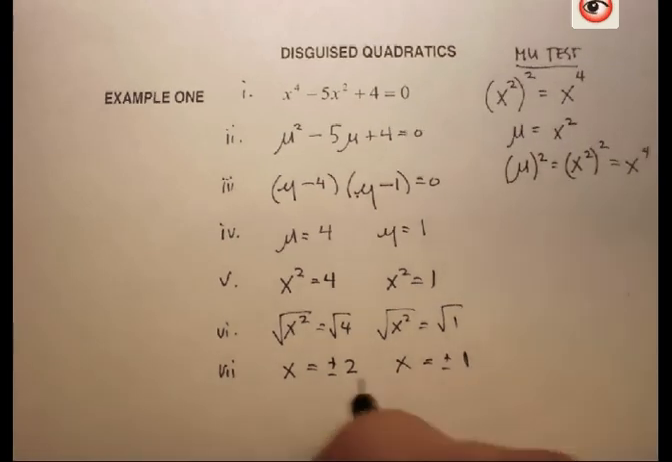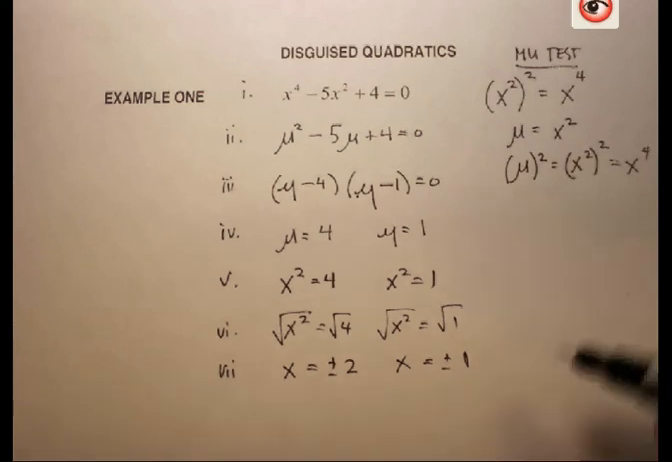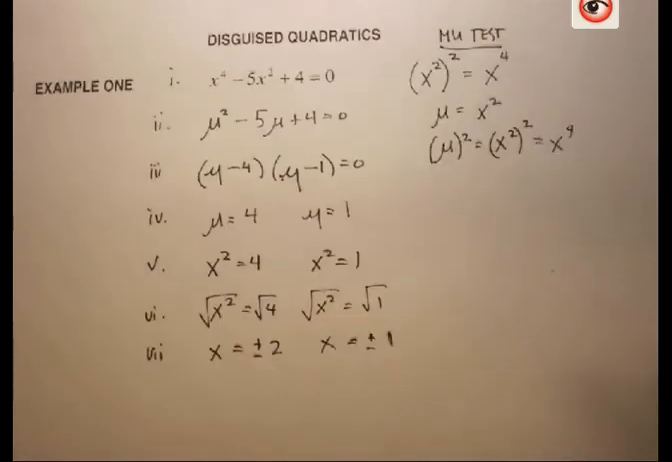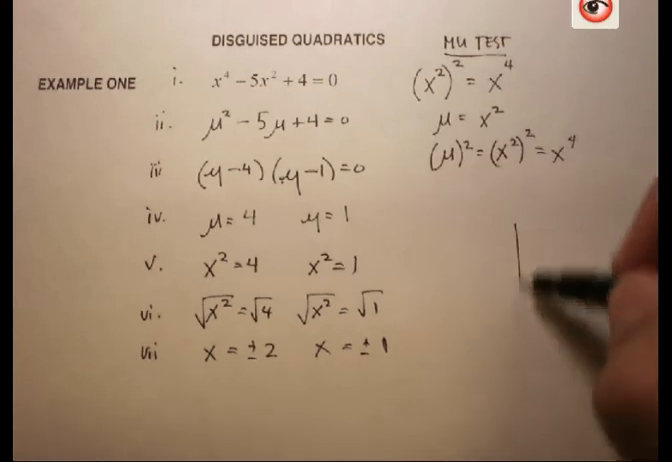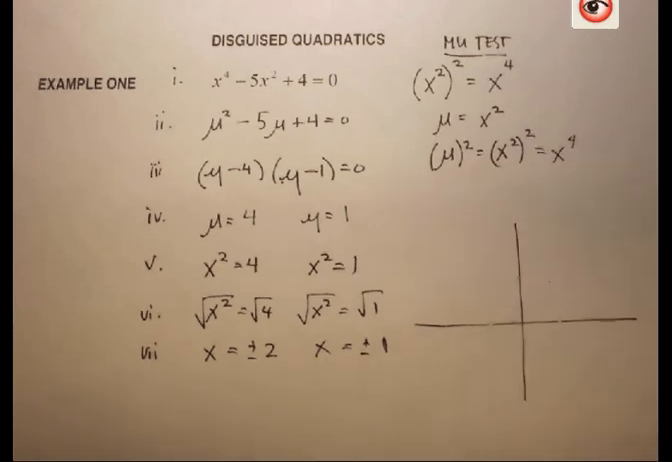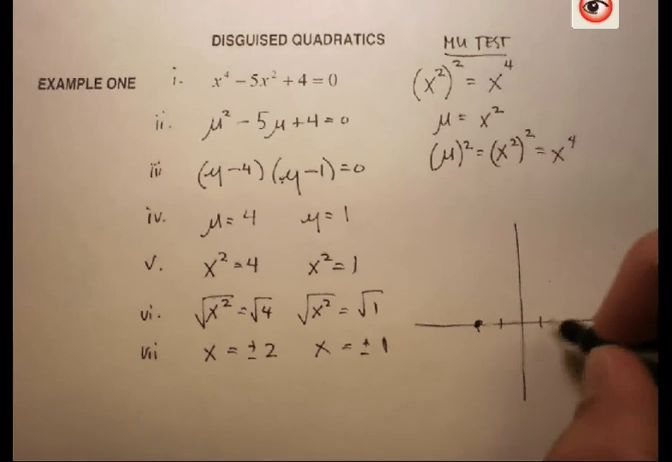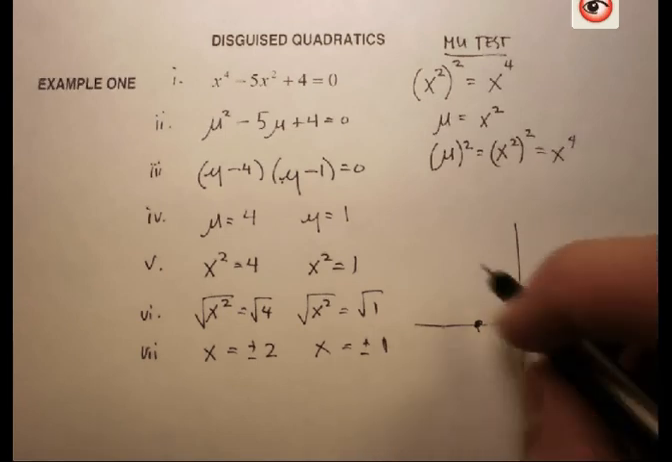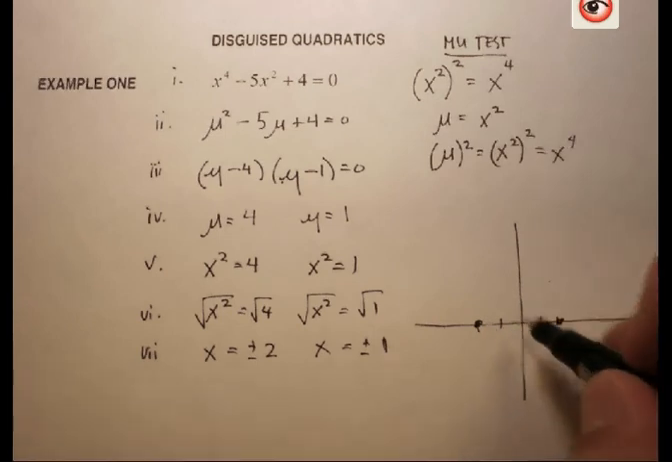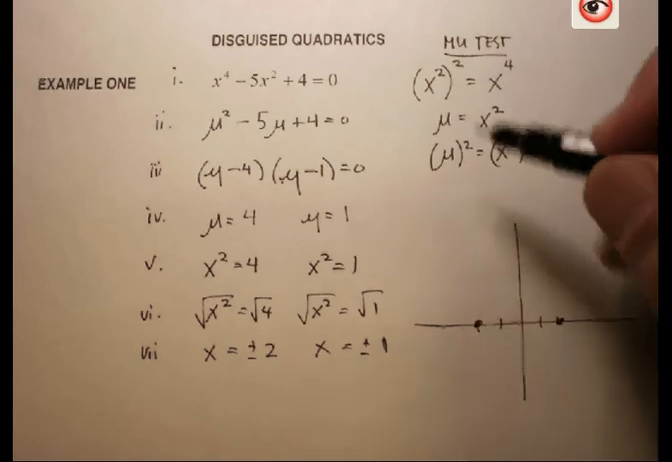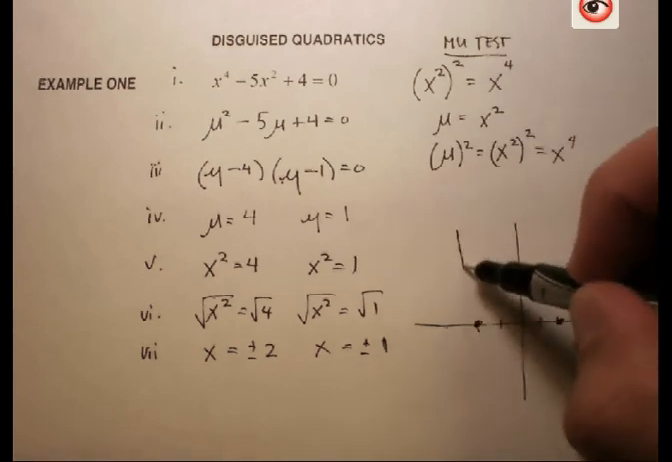Now this tells me that I've got two answers for x and two answers for y. If I wanted to put a little graph on this, my graph of the equation is going to cross at negative 2 and positive 2, and negative 1 and positive 1. So it's going to look something like this.